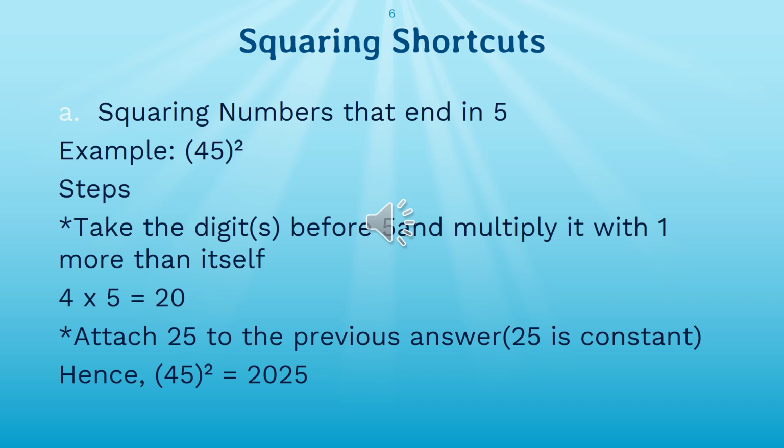And next to that, the easiest part is to attach 25. So attaching 25 to 20, that should give us 20 and 25, that's 2025. Hence, 45 squared is 2025. This was actually featured in the first video that I uploaded on mental math.